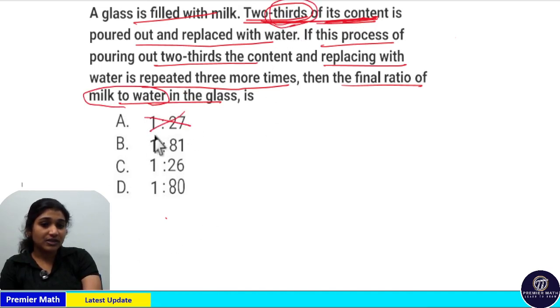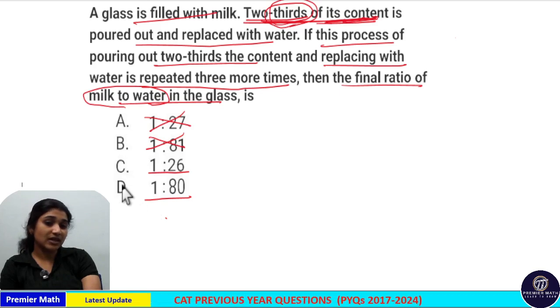So 1 plus 27 is 28, not a multiple of 3. 1 plus 81 is 82, not a multiple of 3. But 1 plus 26 is 27 and 1 plus 80 is 81. So both C or D can be our answer. Either C or D can be our answer.